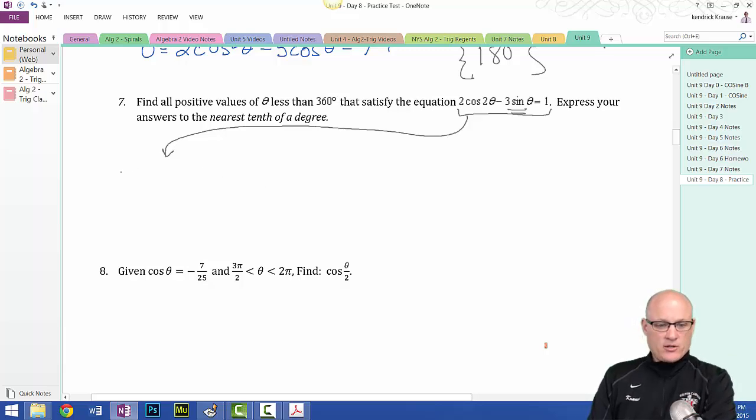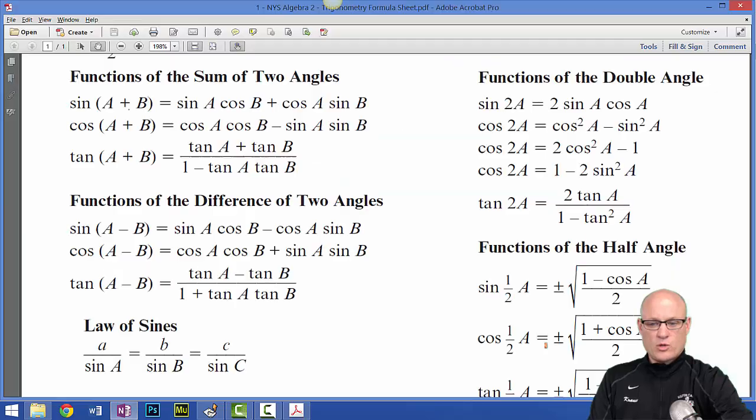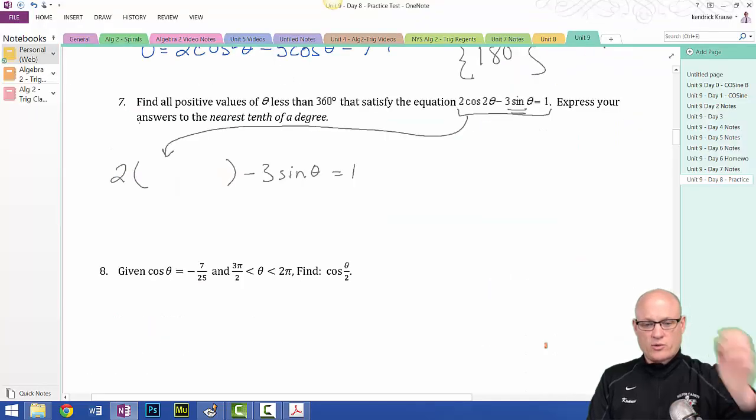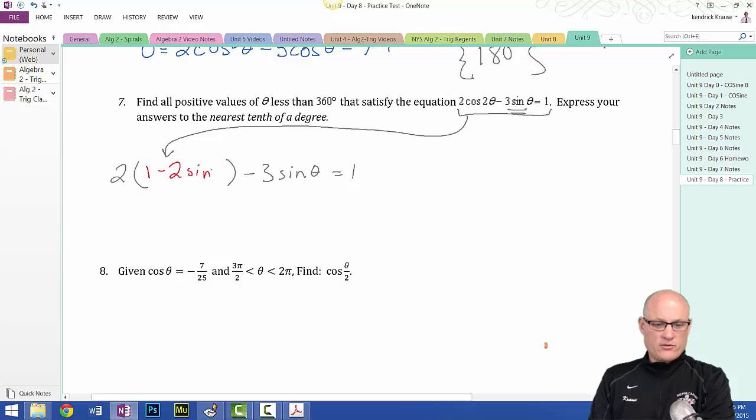So I'm going to replace it, and then I'm going to copy everything else down. Minus 3 sine theta equals 1. Let's go back and take a look. It's 1 minus 2 sine squared theta. So 1 minus 2 sine squared theta. So distribute the 2: 2 minus 4 sine squared theta minus 3 sine theta equals 1.